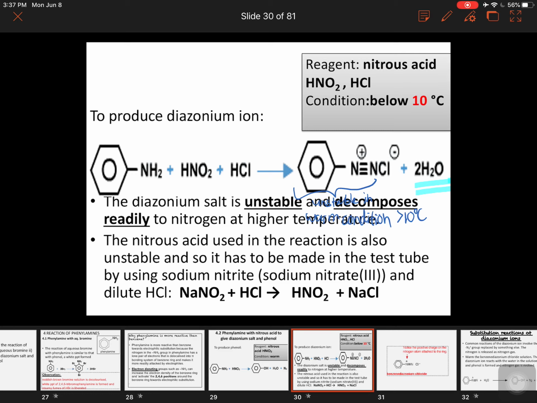The nitrous acid, as I said, is also unstable, so it has to be made in the test tube by using sodium nitrite and dilute HCl. Okay, so this reaction is the equation that you need to form nitrous acid, which is not something that we can find available from a supplier or in a bottle. You have to make it on the spot.